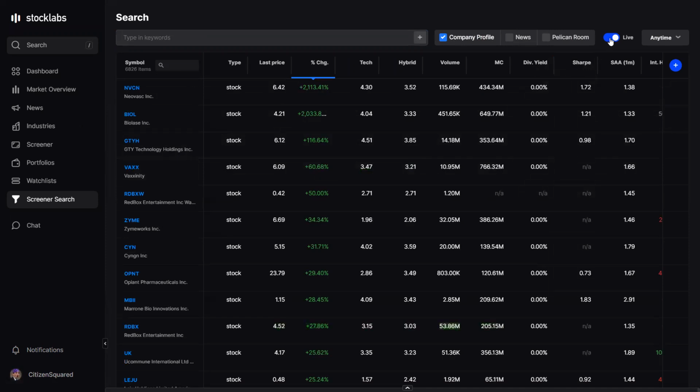Again, there's live functionality on this screen. So if there is something fast moving in the news, say there are a lot of headlines hitting, a company just came out and said this, as soon as that news hit, it would pop up in this screen, if I was searching by news, not company profile.